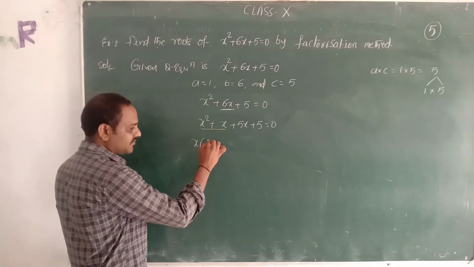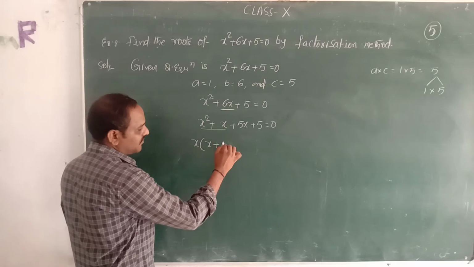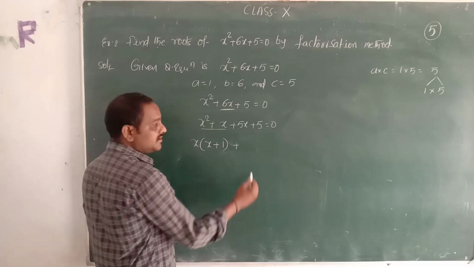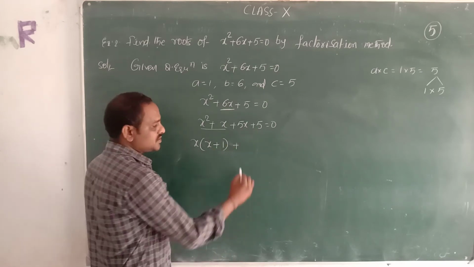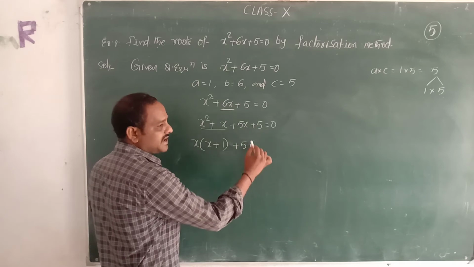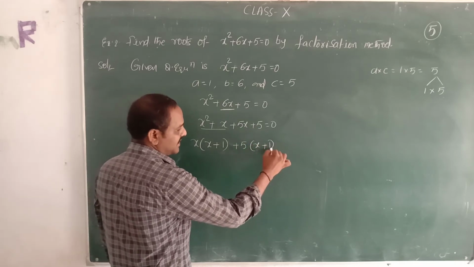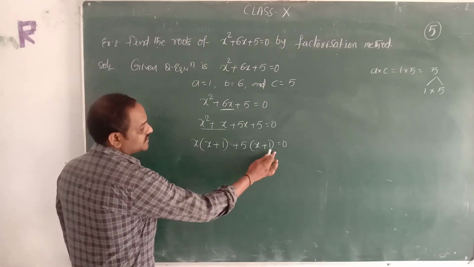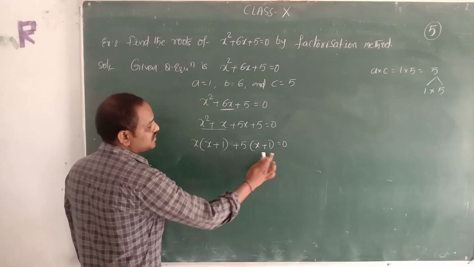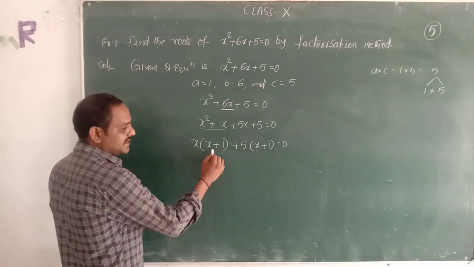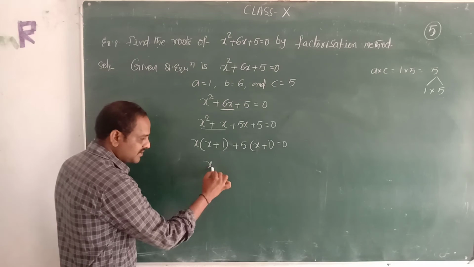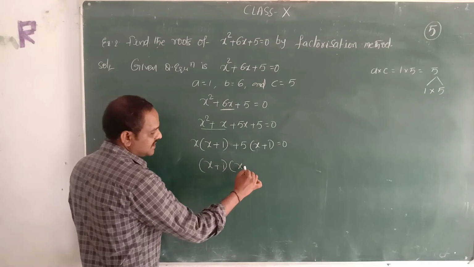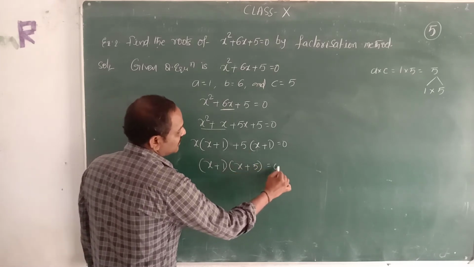Then the remaining terms here are x plus 1. Now from these two terms, which one is common? 5 is common. So by taking 5 as common, the remaining terms are x plus 1, equal to 0. So here only two terms. From these two terms, which one is common? X plus 1 is common. Now again we are going to take x plus 1 as common, then the remaining terms are x plus 5, that is equal to 0.